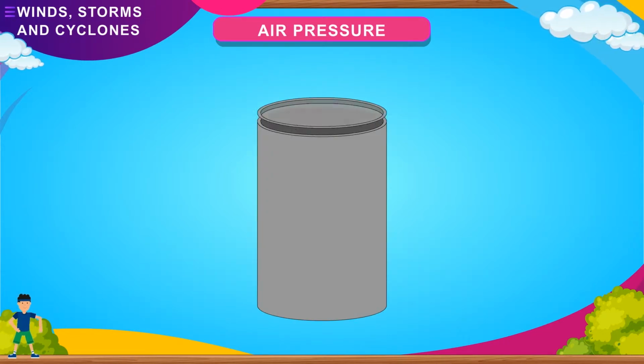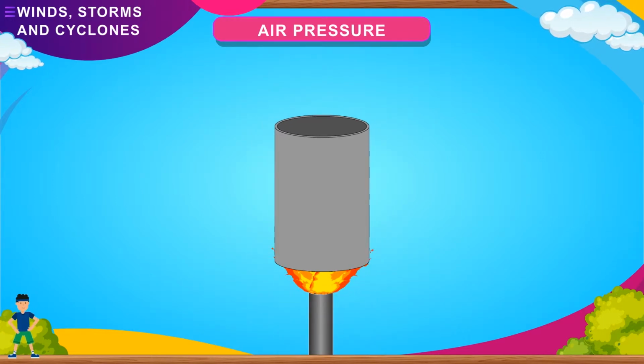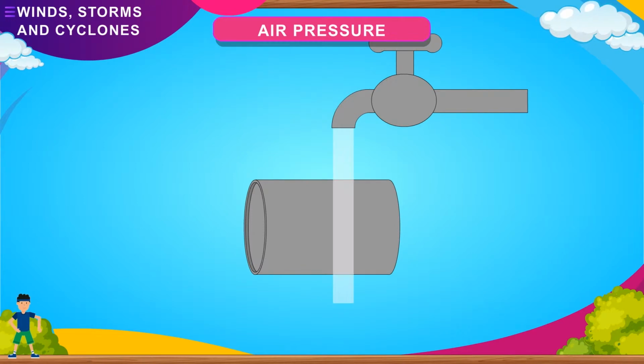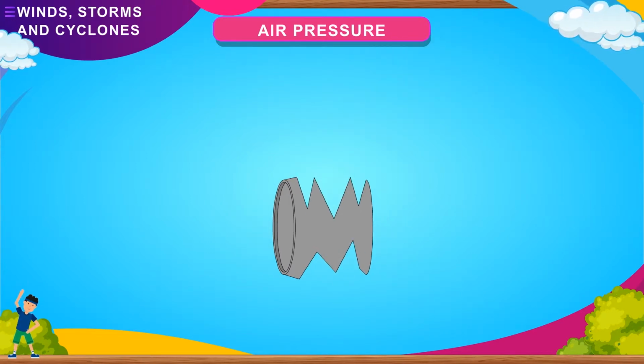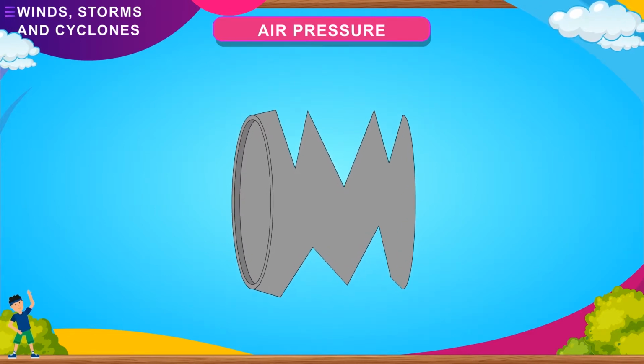Activity. Take a tin can with a lid and half fill it with water. Heat the can till the water boils. Immediately put the lid tightly on the can. Put the can in a wash basin and pour cold water over it. What do you notice? You will find that the can gets crushed from all sides.